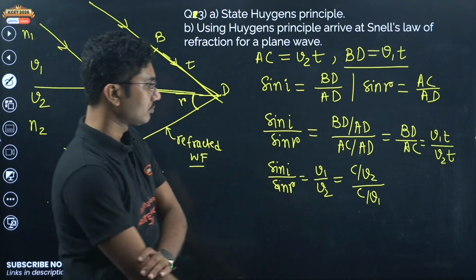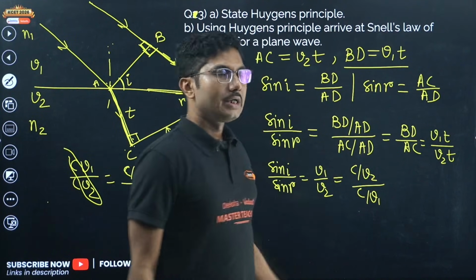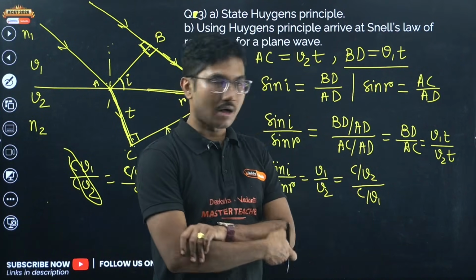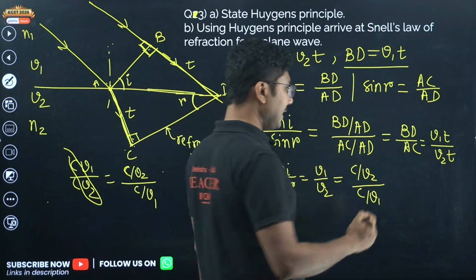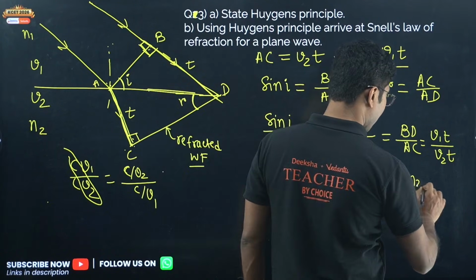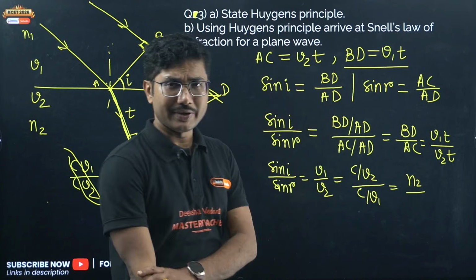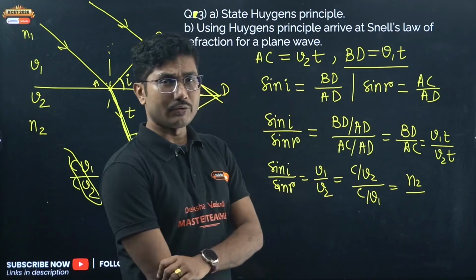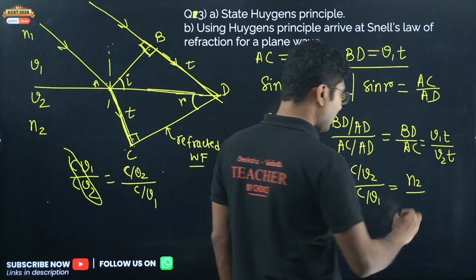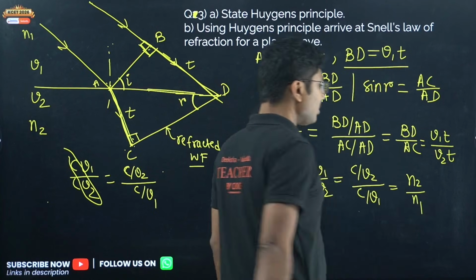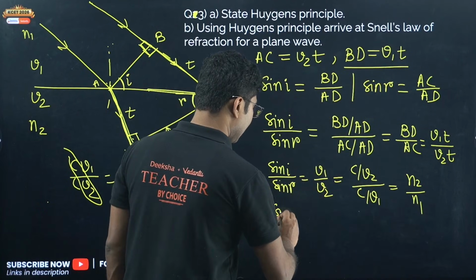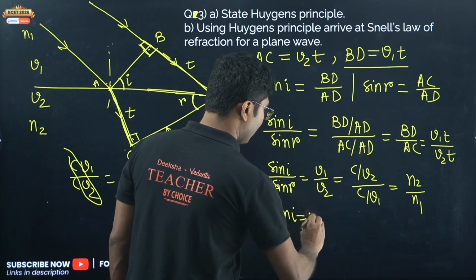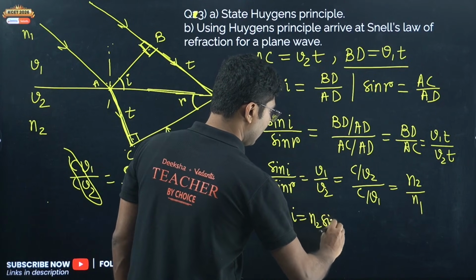Now what is C by V2? C is the speed of light in vacuum, and V2 is the speed of light in that particular medium. That means this will be N2, the refractive index of that particular medium, and C by V1 will be N1. So if you cross multiply, you will get N1 sin I equals N2 sin R.